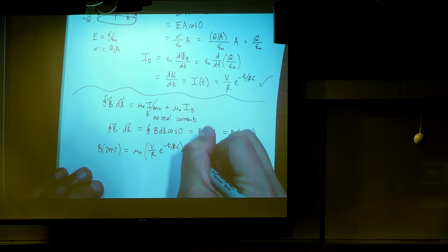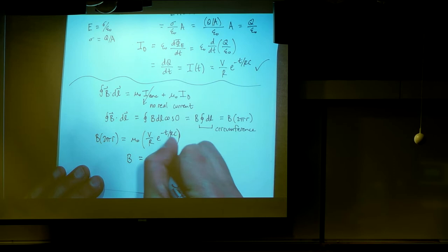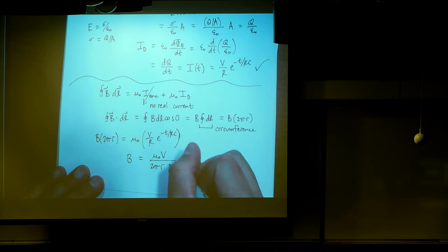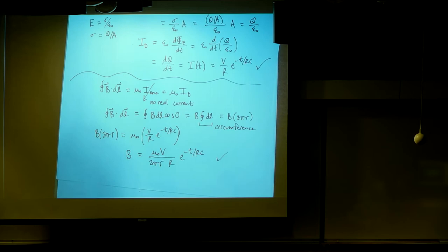Okay, so to solve for B, that's all we need to do now. Just divide out the 2 pi r. That's all we need to get the answer. So all of the factors in front are mu naught on top, V on top, 2 pi little r, which is our radius, and then big R, which is our resistance, times e to the minus t over RC. So that's a formula for the B field strength in between the two plates.